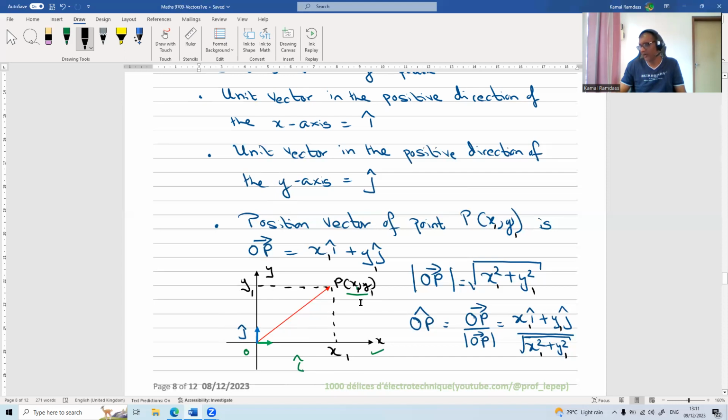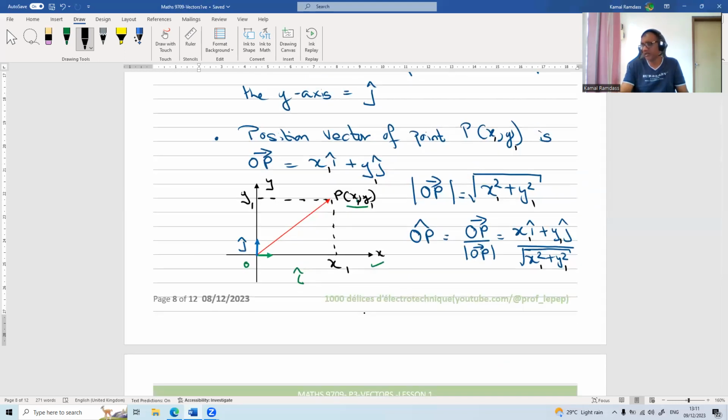Et x1, y1, magnitude, nous servit de Pythagoras théorème. Ici, on a un vecteur x1. Si nous causons en termes de vecteur, ici on a un vecteur x1 i roof. Modulus of ça est égal à modulus of x1 fois modulus of i roof. But modulus of i roof, c'est 1, donc x1. OK? Et ici aussi, pareil, il y a y1.